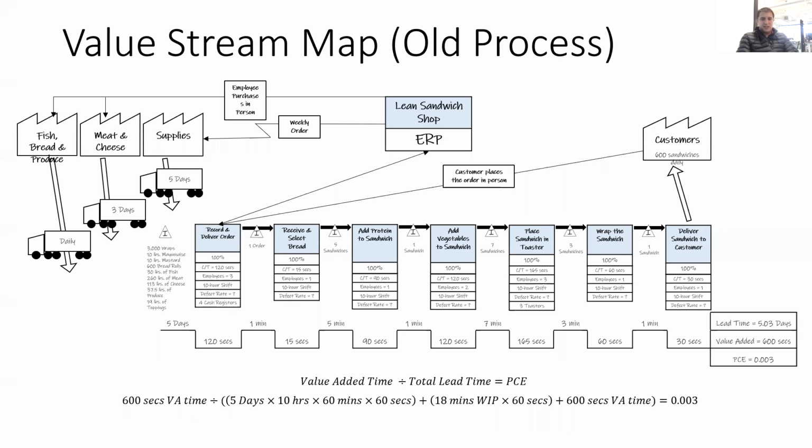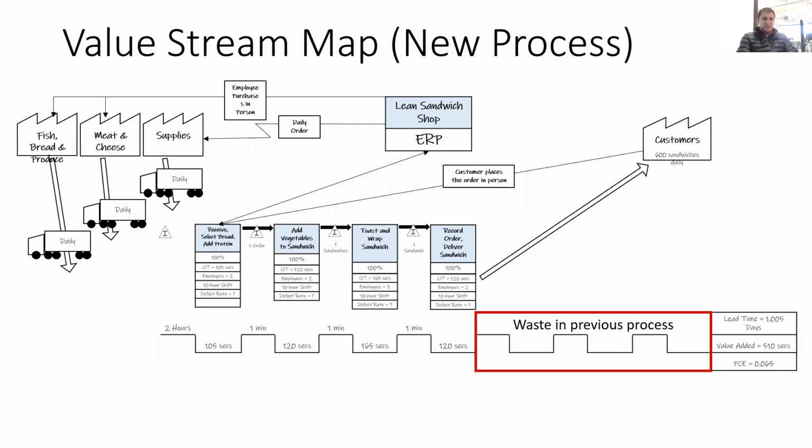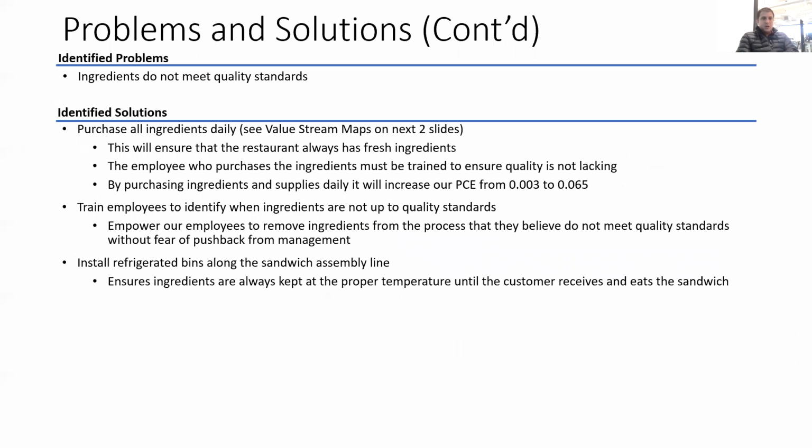You can see here our process cycle efficiency is 0.003, which is pretty low. Here's the new process. You can see the change here is we're getting everything daily. We've streamlined this process, and so it actually increases our process cycle efficiency from 0.003 to 0.065, which is a pretty impressive jump. So it's a really great solution in our view.